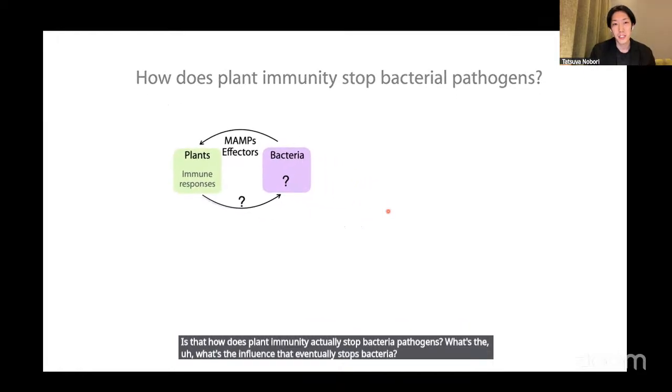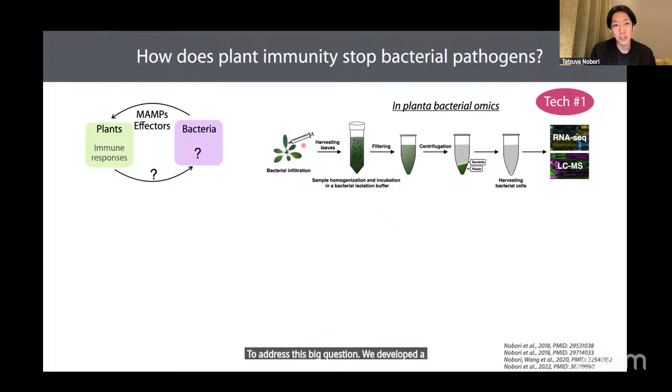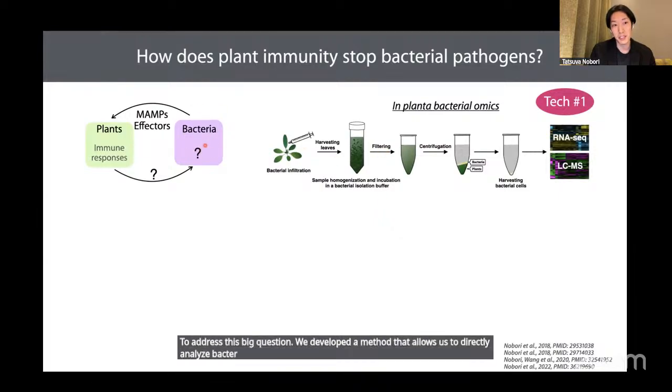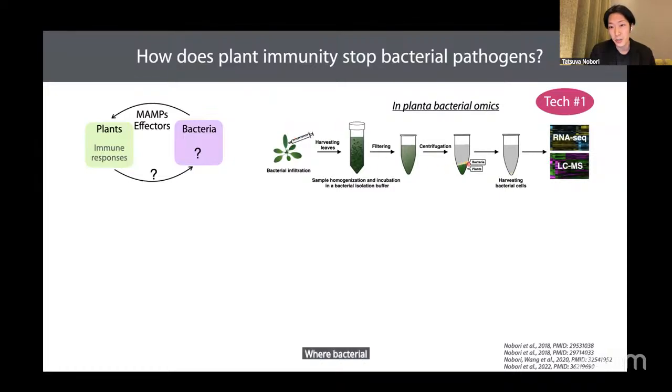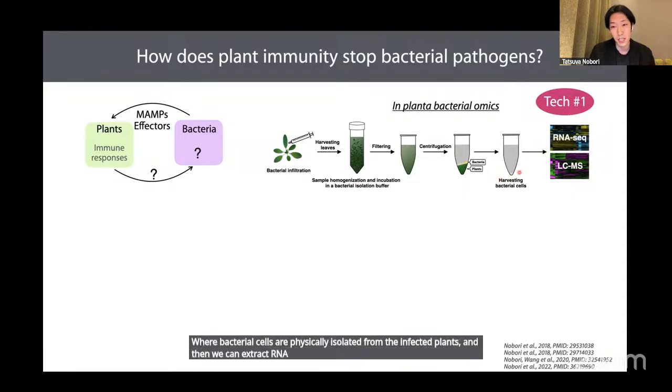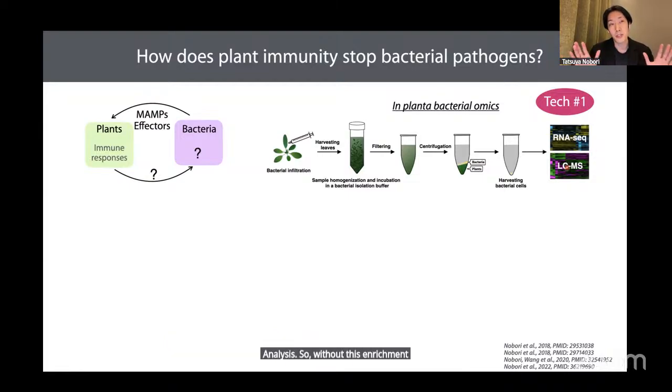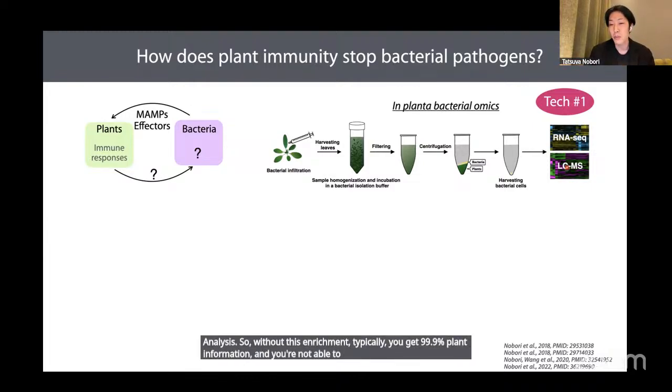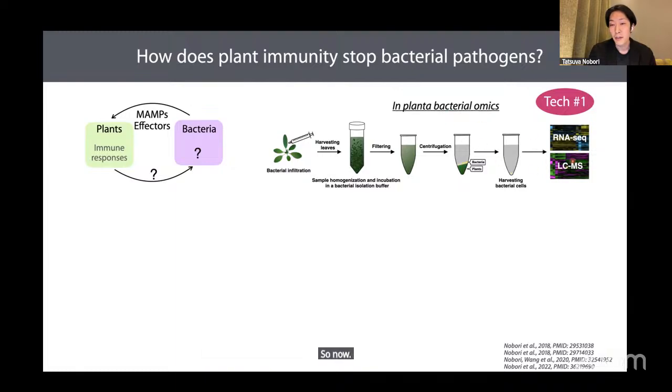To address this big question, we developed a method that allows us to directly analyze bacterial responses in plants under strong immune activation. We call this method implanted bacteriomics, where bacterial cells are physically isolated from the infected plants. And then we can extract RNAs and proteins from the same sample to do transcriptome and proteome analysis. So it's a multi-omic analysis. Without this enrichment, typically you get 99.9% plant information and you're not able to analyze bacterial responses. So now with this method, I'm going to show you one example using the transcriptome data.